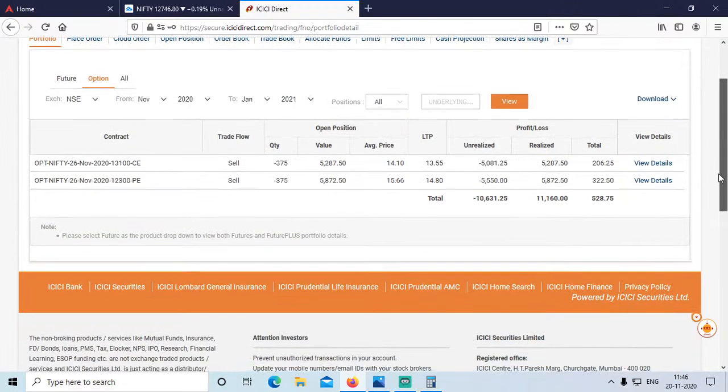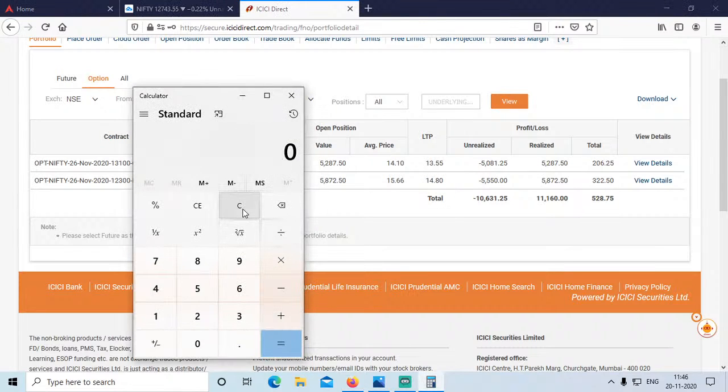So we have to watch, and of course we should not forget every time the LTP. 13.55 plus 14.80. Let me add it. 13.55 plus 14.80. Together it is coming still 28.35.